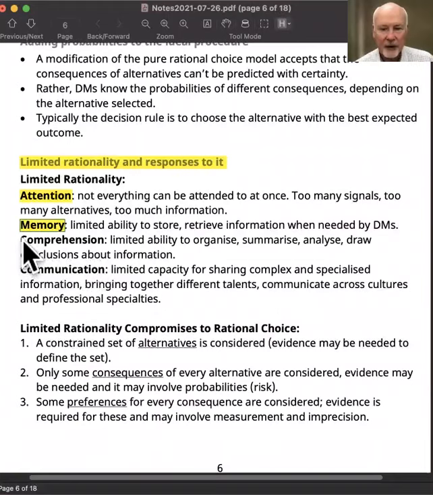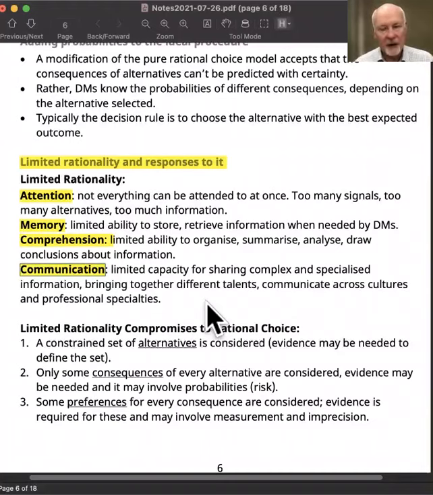The next one is comprehension. So limited ability to actually organize the information, to summarize it, to rank it, to figure out what a reasonable decision rule should be. And the final one here is communication. So in real decision-making situations, the expertise that you need to make the decision, the knowledge, the experience, the information is often held by different groups of people, and they don't necessarily communicate very well with each other.